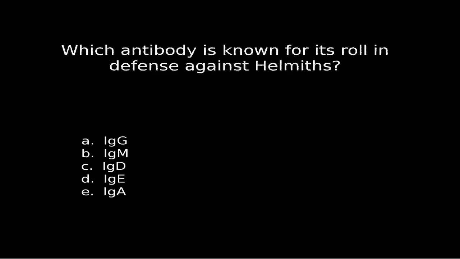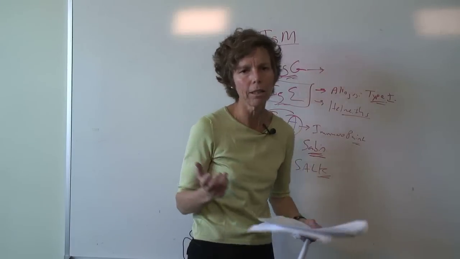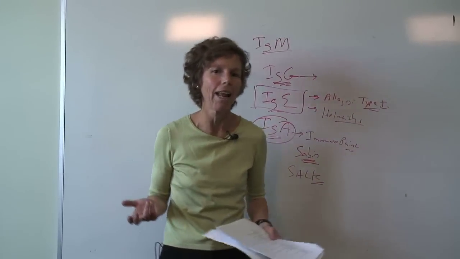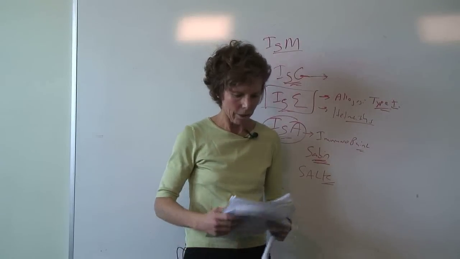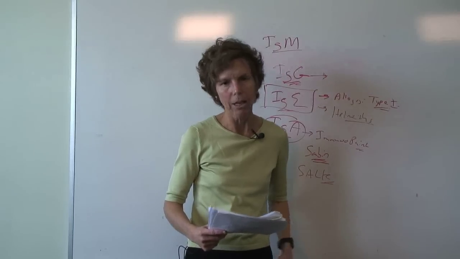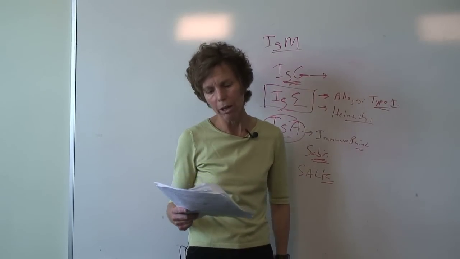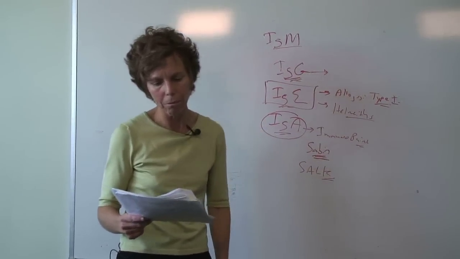Going back to the question, which antibody is known for its role in defense against helminths, of course the answer is going to be D, IgE. Now IgD we'll talk about later, but we say it's never the right answer. It's not something that is typically tested or thought about with regard to a role in immunity itself, but we will talk about it later.